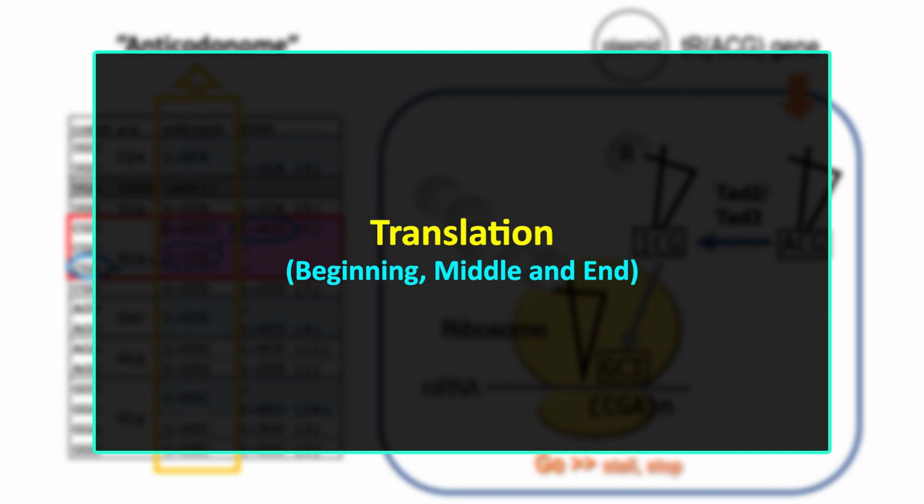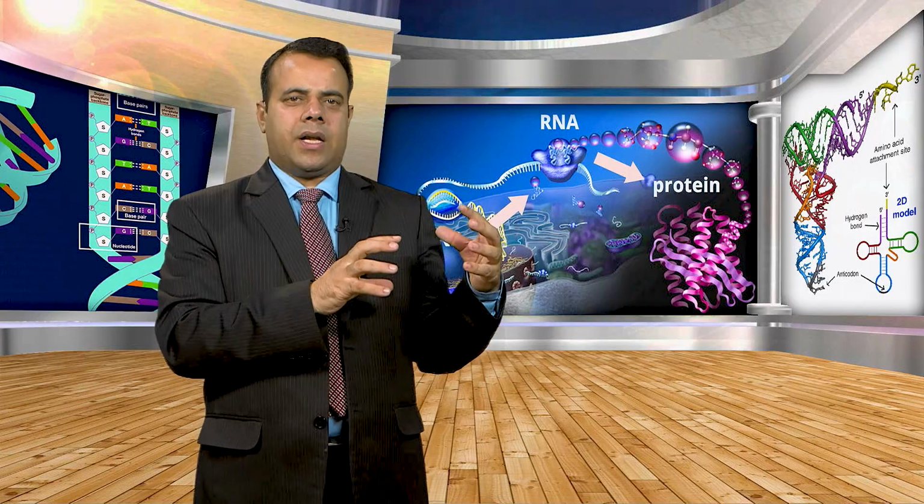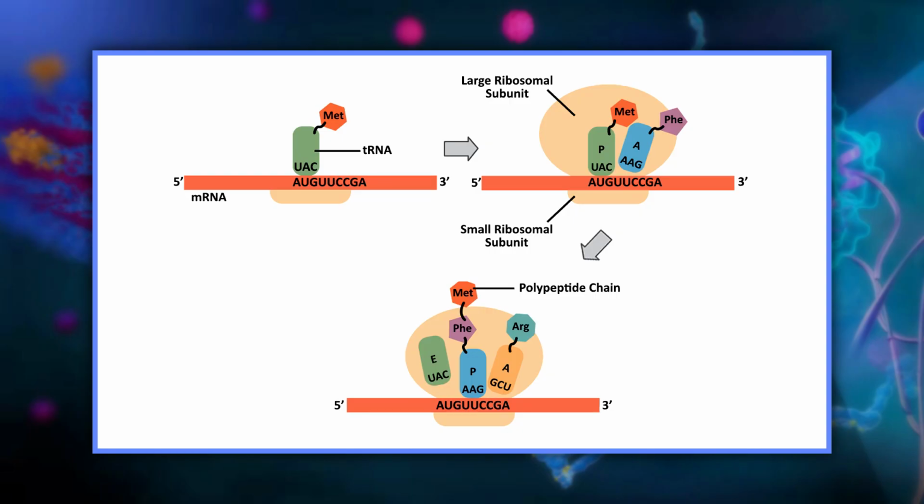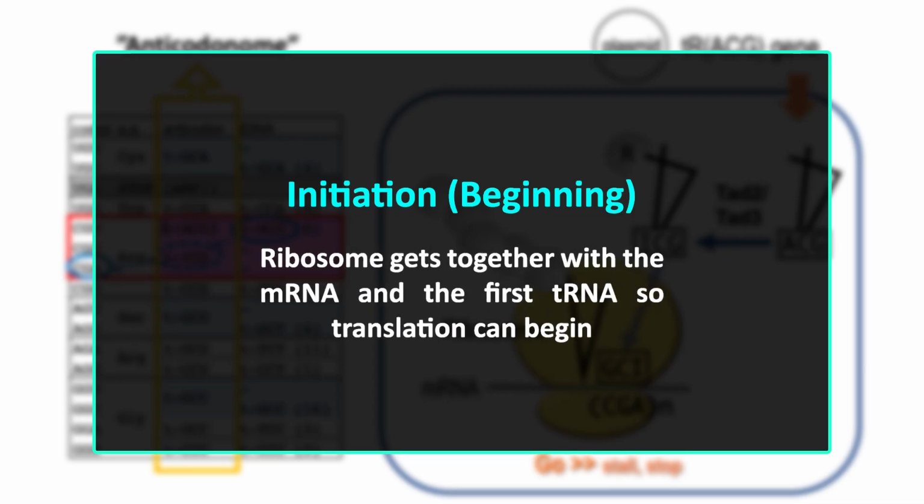Translation: beginning, middle, and end. A book or movie has 3 basic parts: a beginning, middle, and end. So translation has pretty much the same 3 parts, but they have fancier names, that is initiation, elongation, and termination. So let's first begin with the initiation. In this stage, the ribosome gets together with the mRNA and the first tRNA, so translation can begin.